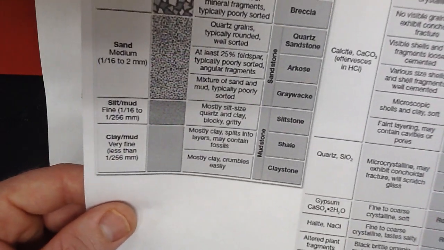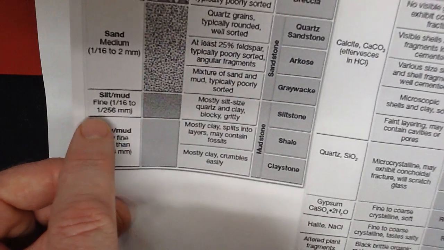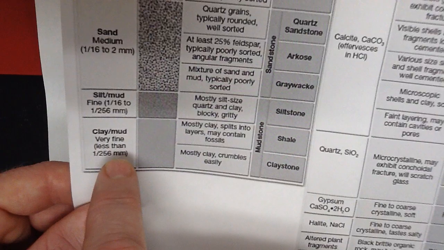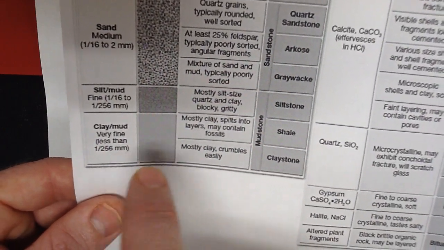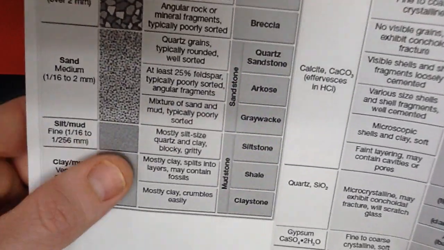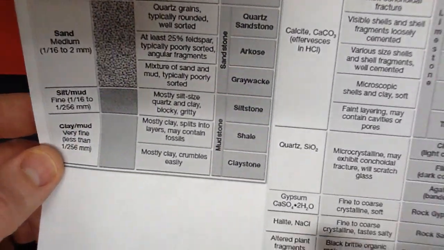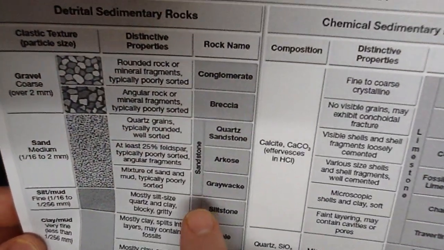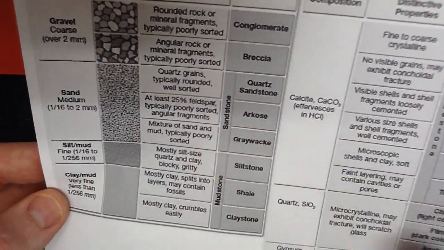But even with that, it's going to be difficult for you to tell the difference between something that's just over 1/256th of a millimeter and something that's less than 1/256th of a millimeter. So sometimes it's difficult to distinguish between these types of rocks. And so in general, they call them a mudstone. In the same way, any of these rocks up here can just be called a sandstone.